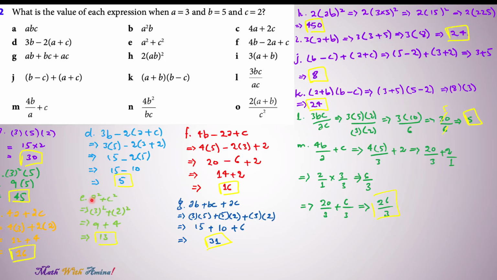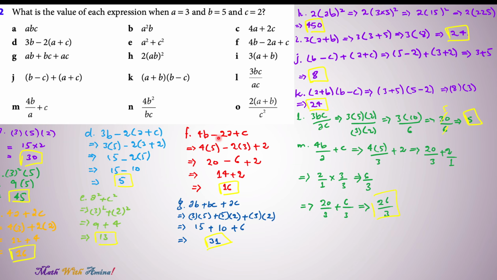The fifth expression is a square plus c square. Again we replace the variables with their values. It would become 3 square, and c square will become 2 square. So 3 square is equal to 9, and 2 square is equal to 4. 9 plus 4 is equal to 13. So 13 is the value of this expression.